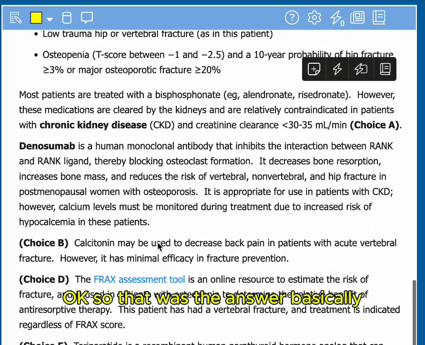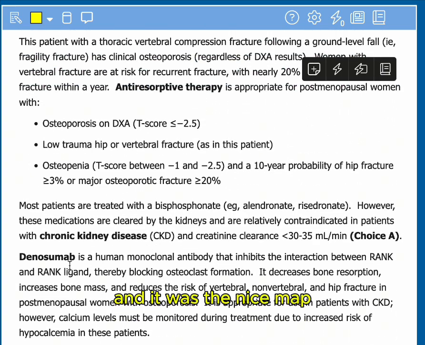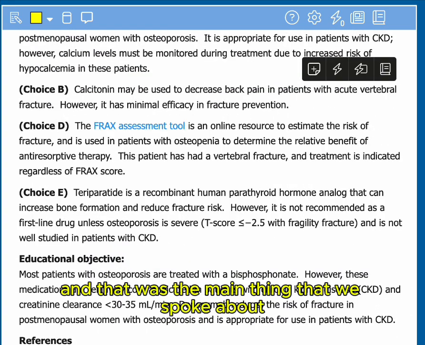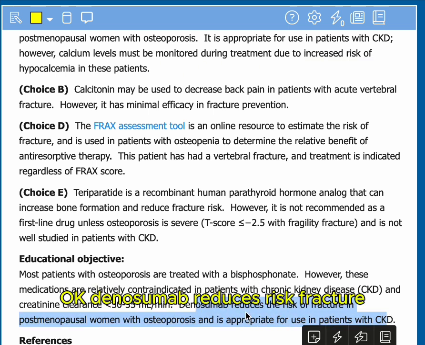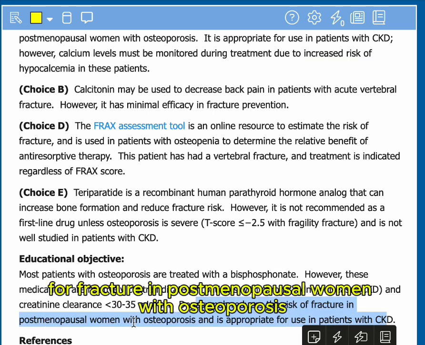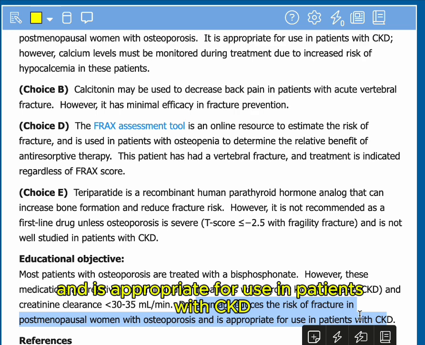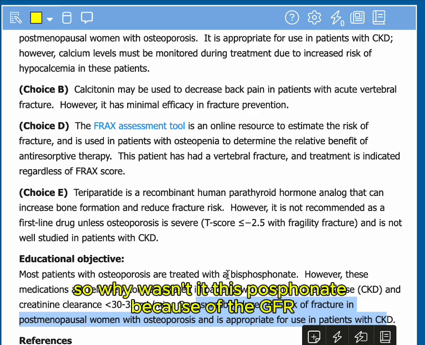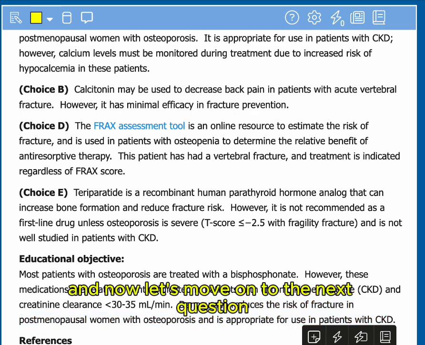Okay, so that was the answer basically. And it was denosumab, and that was the main thing that we spoke about. Denosumab reduces risk for fracture in postmenopausal women with osteoporosis and is appropriate for use in patients with CKD. So why wasn't it bisphosphonate? Because of the GFR. And now let's move on to the next question.